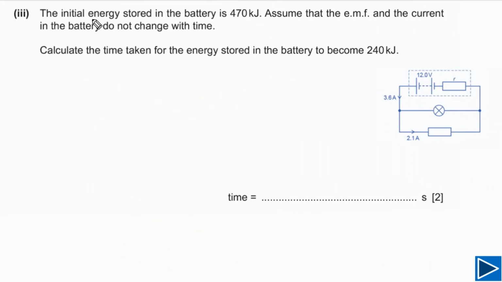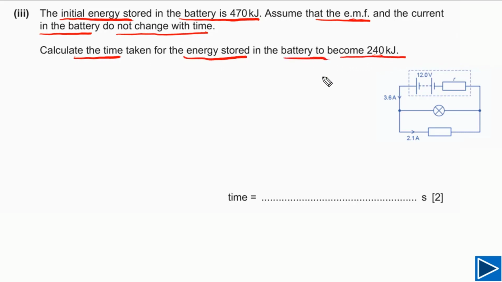For the third part, the question is simply telling us the initial energy stored in the battery, and we need to assume that the EMF of the power supply and the current in the battery do not change with time. We need to calculate the time taken for the energy stored in the battery to become 240 kilojoules. Or we can simply draw like this.